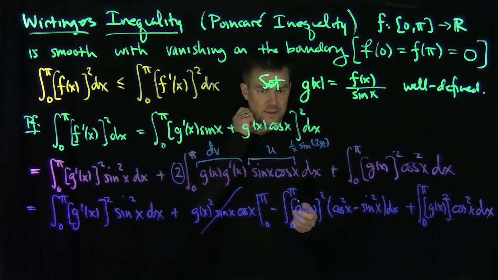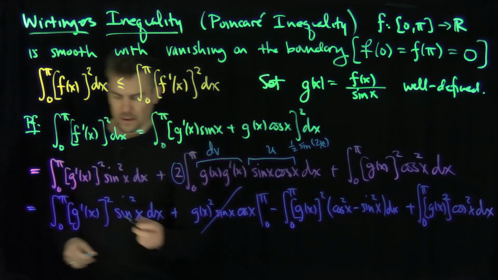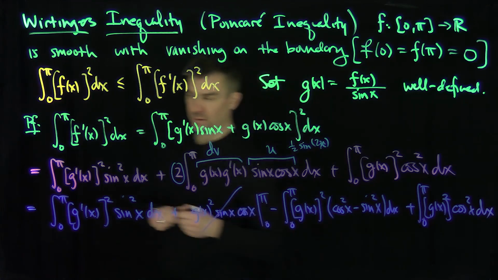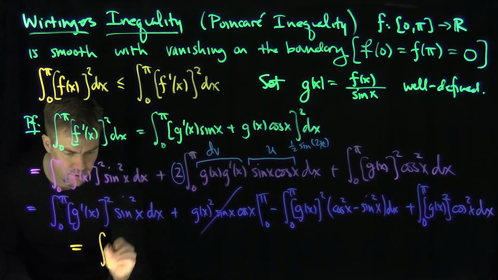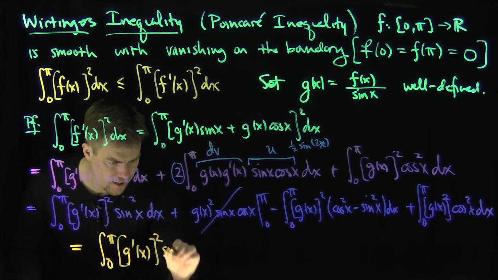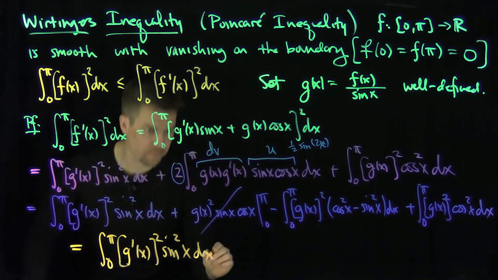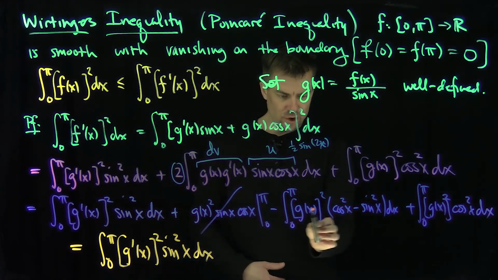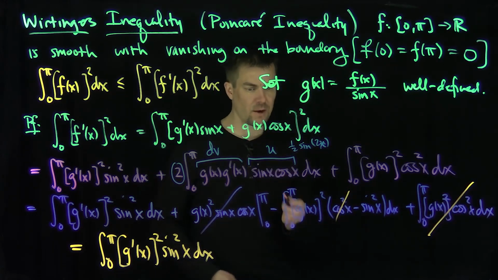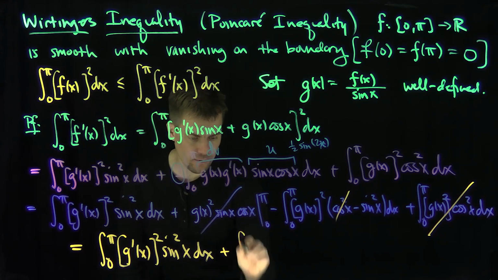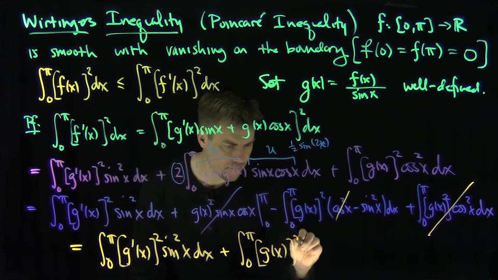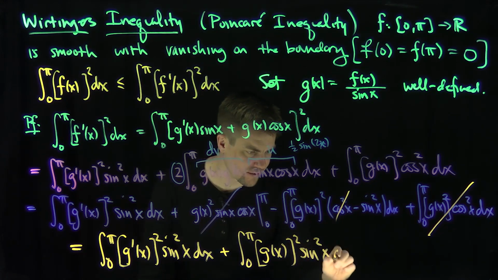All right, and so now what do I notice over here? I have only two terms that remain, right? And what are the two terms that remain? The two terms that remain are this term over here, the integral from 0 to pi of g prime of x quantity squared sine squared of x. That's one term that's there. And then over here, I have a negative g squared cosine and a positive g squared cosine. So these two terms cancel out. And I'm just left with what? The integral from 0 to pi of g of x quantity squared sine squared of x dx.